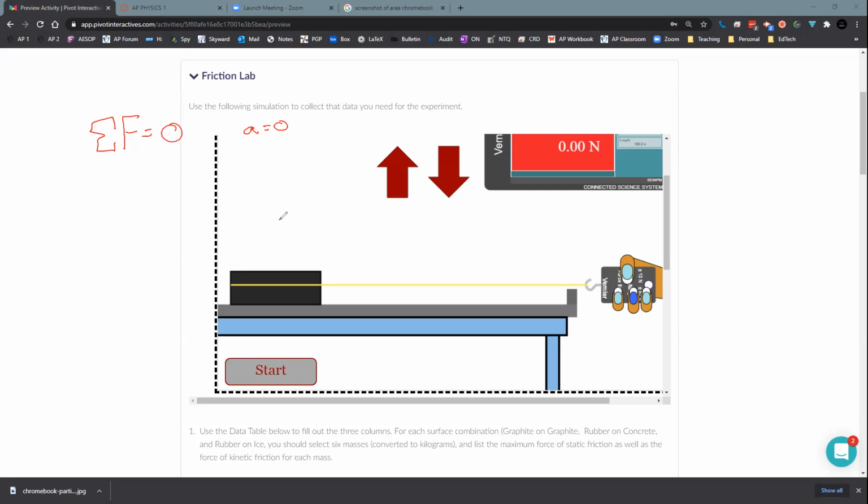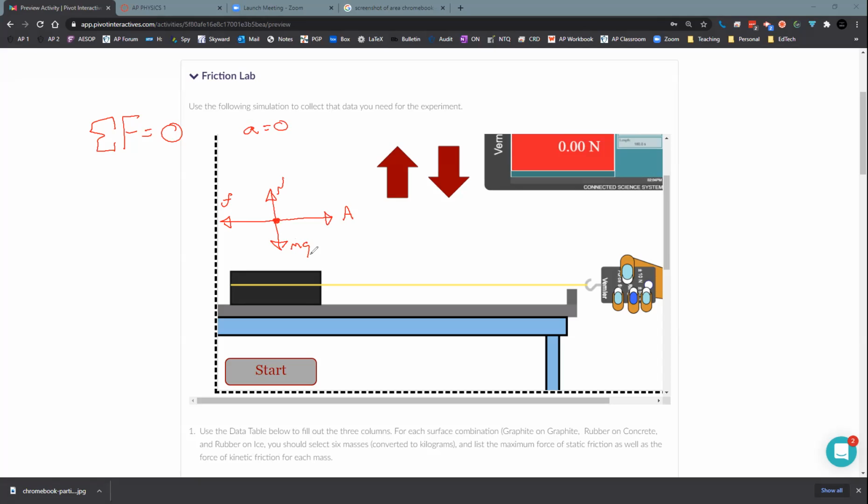So what that means is at any given point until it starts moving, the applied force that you pull with is equal and opposite to the force of friction that is resisting. Now there's still normal and that will be equal and opposite of gravity, but that is not playing a role right now. Eventually it will start to move.